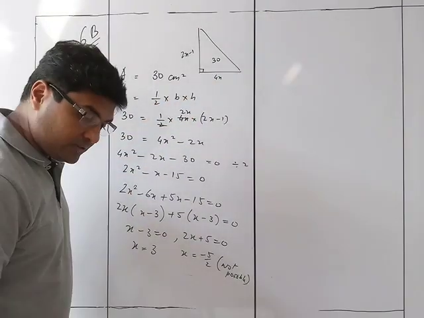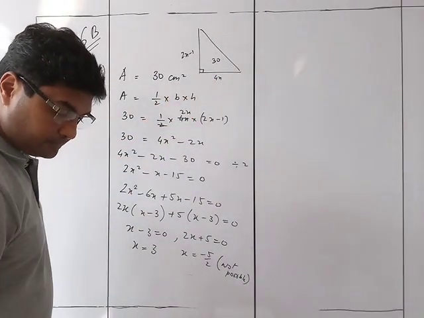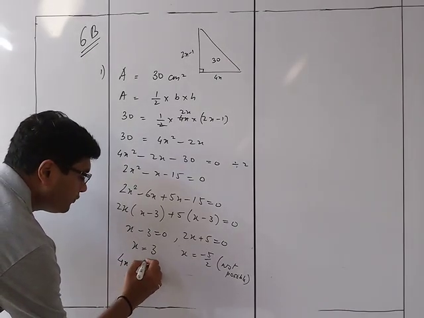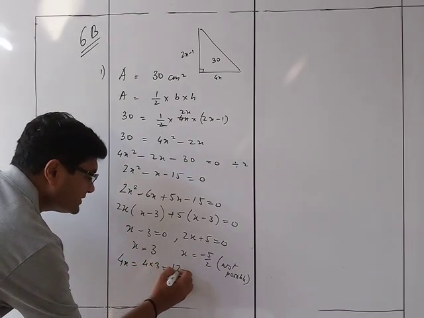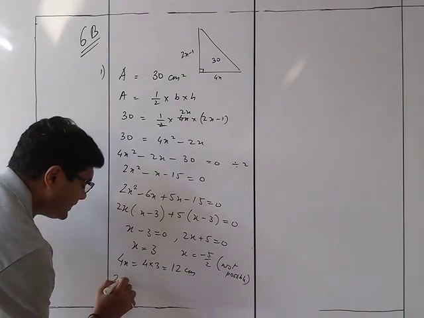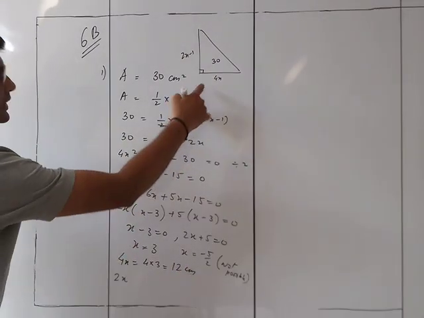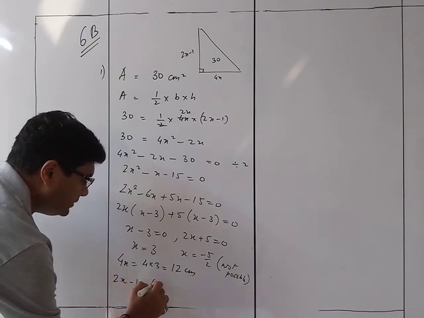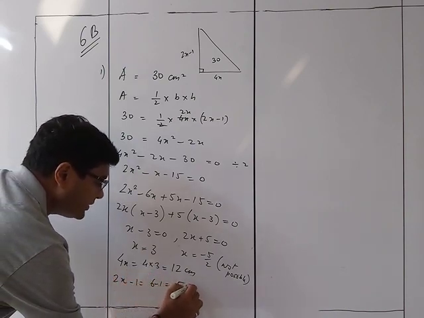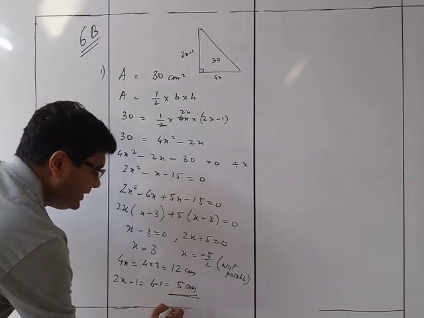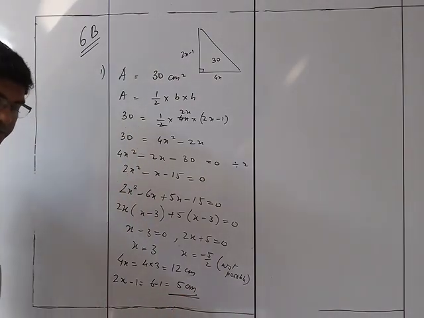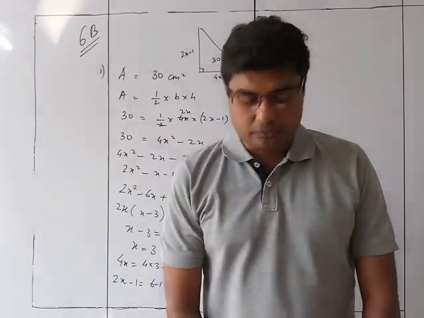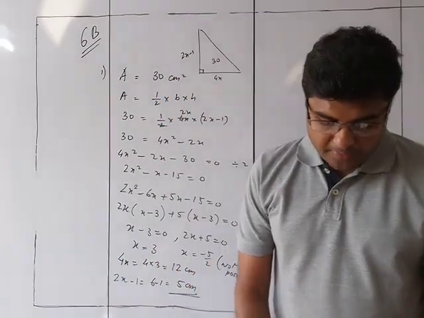So we need to find out the length of the sides. So 4x is equals to 4 into 3 is equals to 12 centimeters and 2x minus 1 is equals to 6 minus 1 is equals to 5 centimeters. That's the sides of the triangle. Understood? So that was the first question, which was based on half base into height.